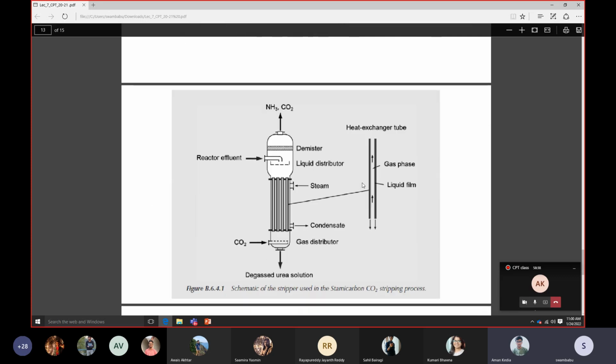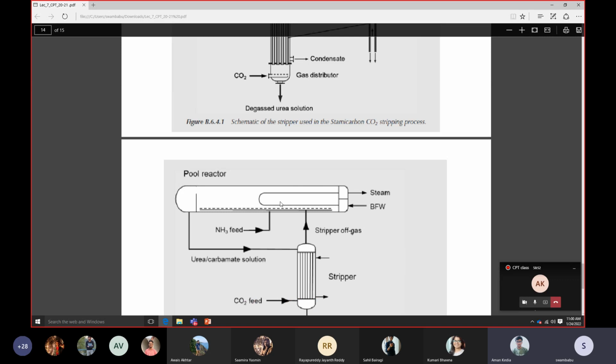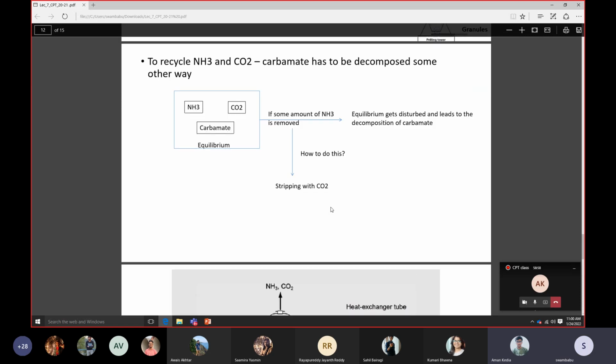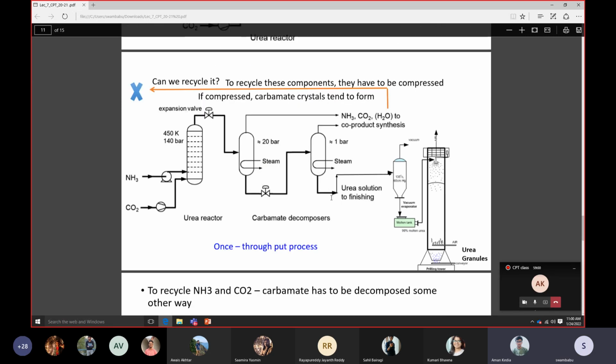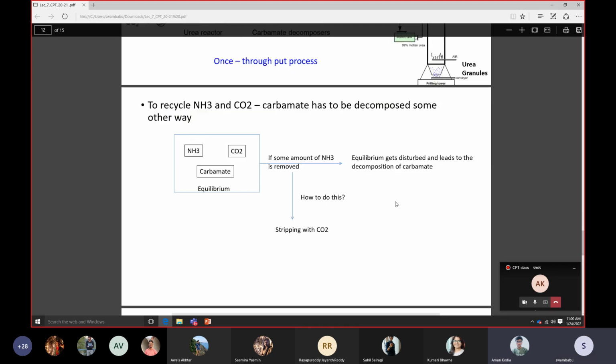Or there is another way that I will discuss, because it's already 11 o'clock. So that we will discuss in the next class. So this is the typical CO2 stripping reactor, and as I said, a plug flow reactor type is used. We'll continue from here in the next class. It's already 11 o'clock. How to recycle? What is the way to recycle? That we will see in the next class.